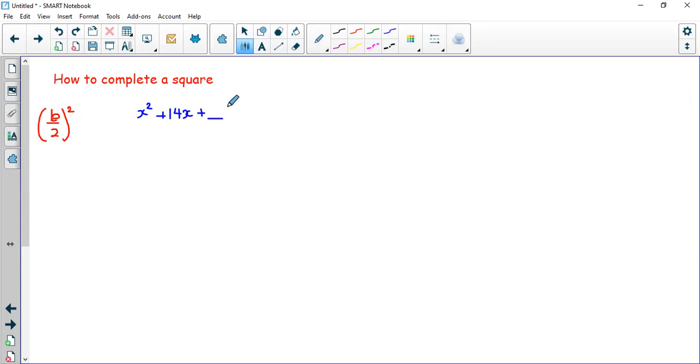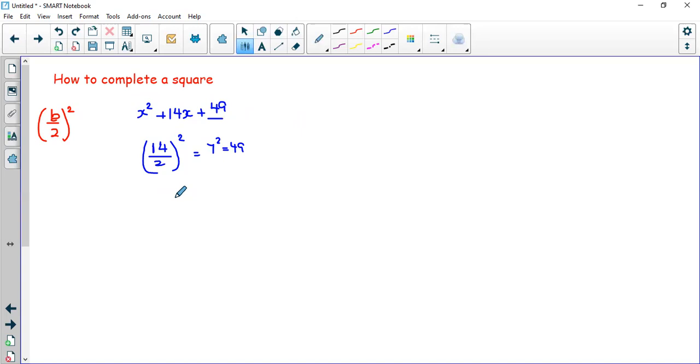So if you are completing a square, what you need to do is simply follow this: b divided by 2 whole square. Here the value of b is 14. So 14 divided by 2 whole square. Now 14 divided by 2 is 7. 7 squared is going to give you 49. So the missing number here, the square number, is 49. That's all. Now you just need to find the factors of 49, which would give you 14, and then just factorize them. This is how you complete a square.